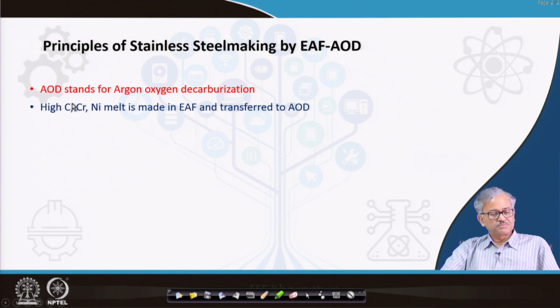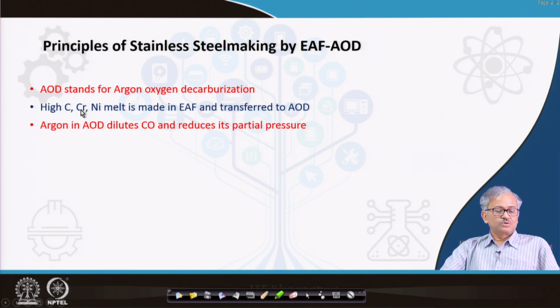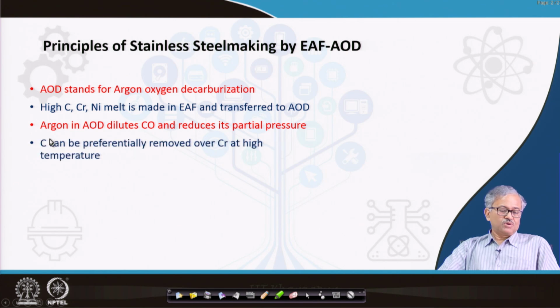So if I reduce the partial pressure of CO, I can preferentially move the reaction over chromium and nickel. So argon in the AOD dilutes CO, reduces partial pressure, and carbon can be preferentially removed over chromium. Basically by reducing the partial pressure, you can remove carbon in preference to chromium and nickel. But again, carbon oxidation can also be preferentially removed over chromium at high temperature.